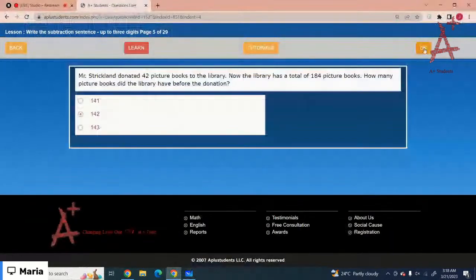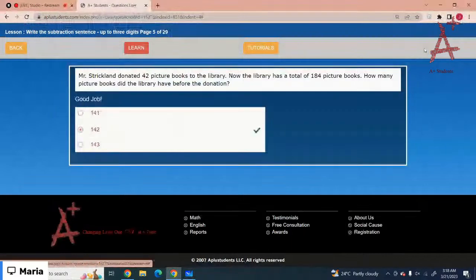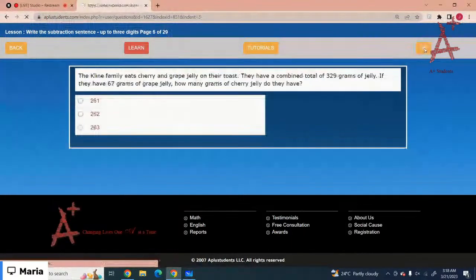Okay, the next one is: the Klein family eats cherry and grape jelly on their toast. They have combined.